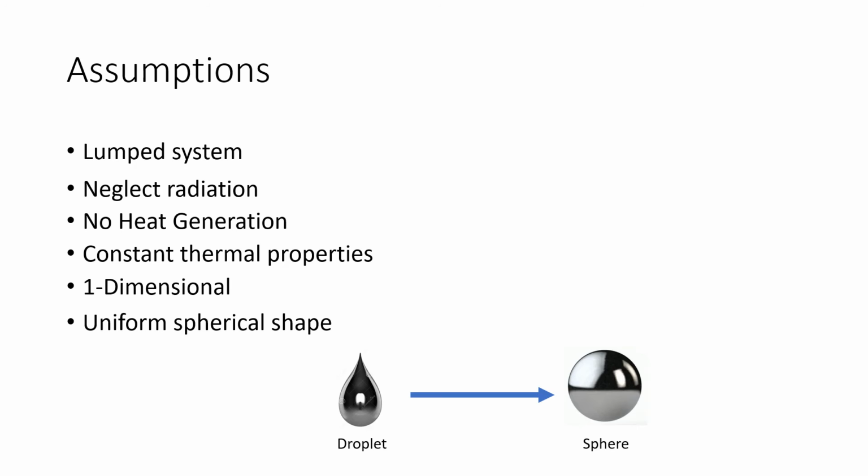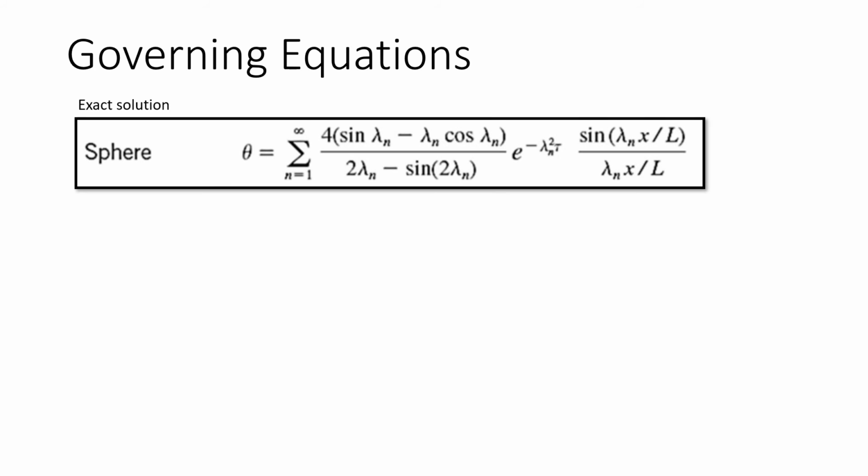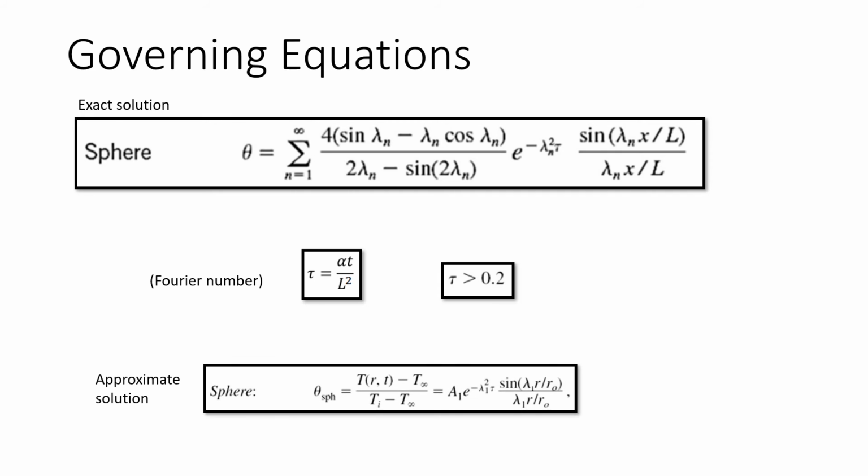So same assumptions as before, but we're not going to use the lumped system analysis. So the governing equation this time is this. This is an infinite series sum, which is quite a pain. So we can calculate the Fourier number, and if this number is greater than 0.2, then we can reduce this equation down to the approximate solution. This is just taking the first term in that infinite summation series.